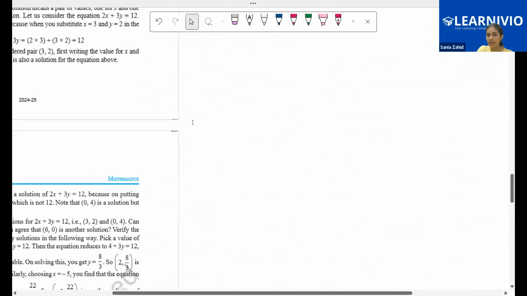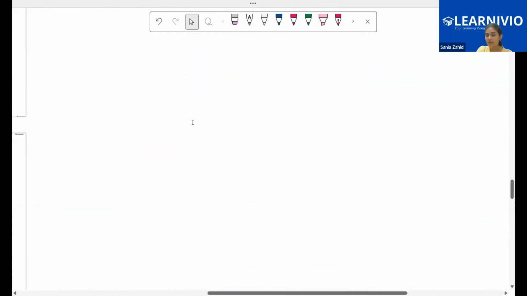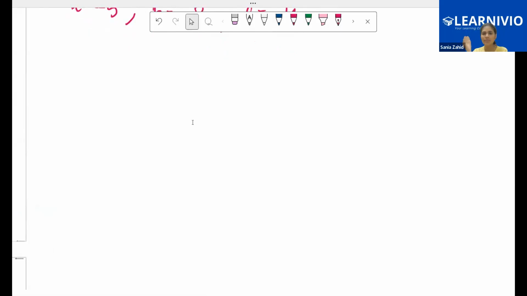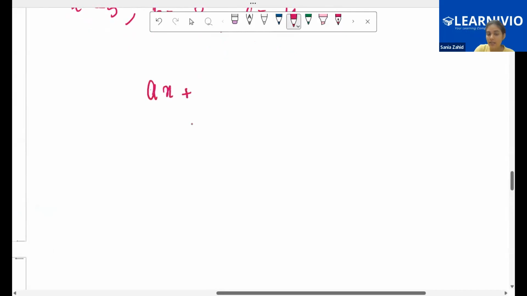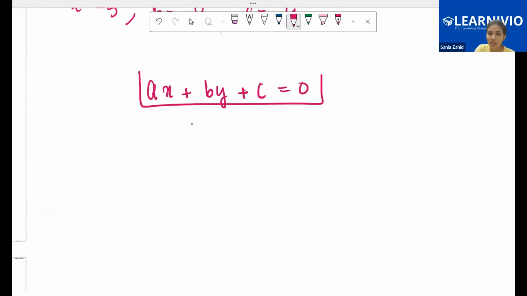To write any equation, to represent a linear equation in two variables, there is a convention. That means I have to write it in a particular way only. This is the rule. What is my rule? I have to write it in this type: Ax plus By plus C equals 0. So, this is the general formula for writing any linear equation.